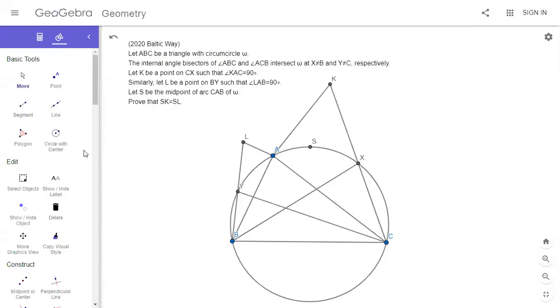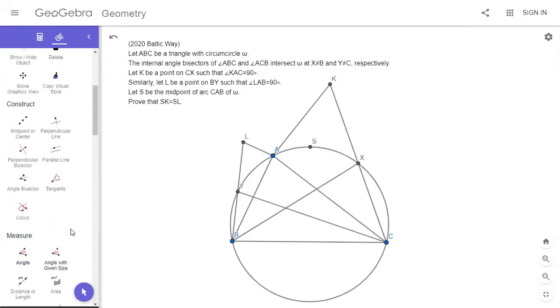So we want to show SK is equal to SL. Feels like there's probably some congruent triangles somewhere. So maybe, I wonder if angle LSB plus angle KSC is 180. Let's see. I'm going to test that out. LSB is 55, KSC is 124. Yep, they add up to 180.